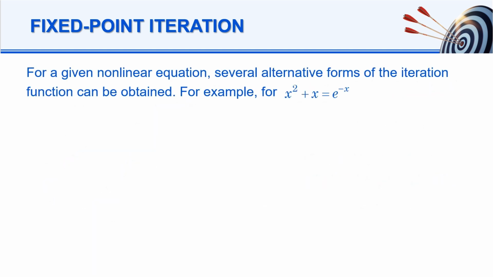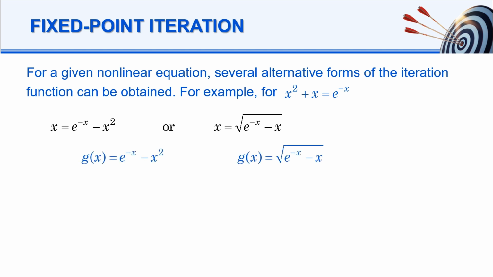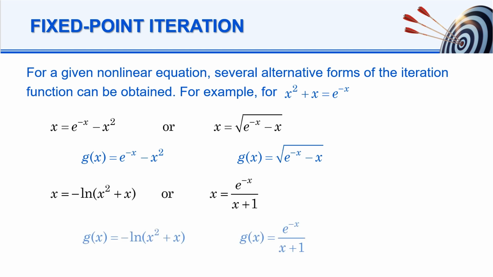For a given nonlinear equation, several alternative forms of the iteration function can be obtained. For example, 4x squared plus x equals e to the minus x. We obtain 4 iteration equations. Which one is better to use?